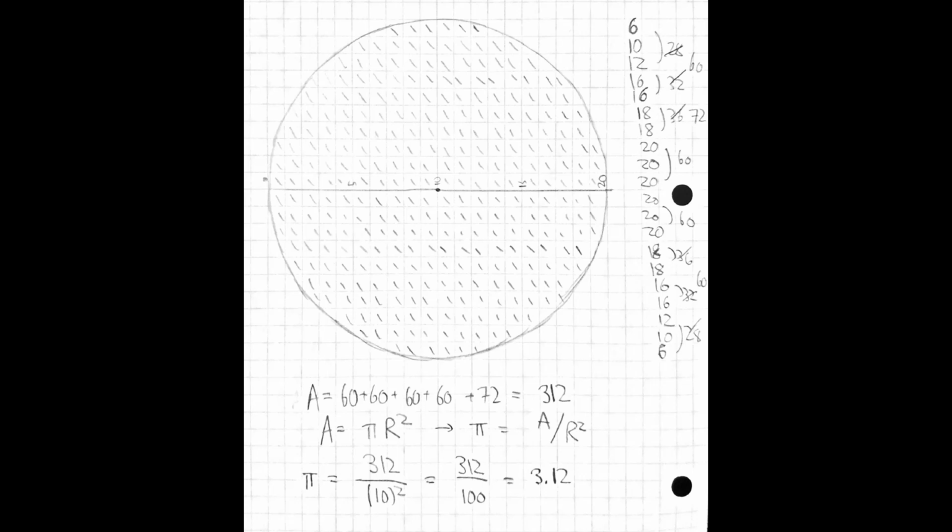Now, if you remember, the radius of our circle was 10 boxes, and so we can calculate pi as pi equals 312 divided by 10 squared, or 312 divided by 100, which equals 3.12, which is pretty close to pi.